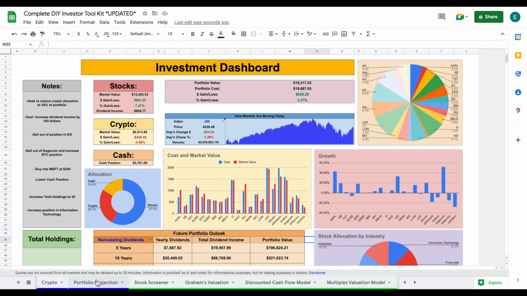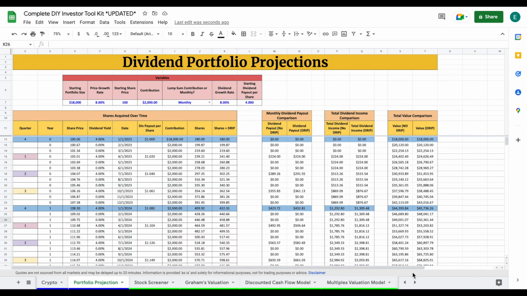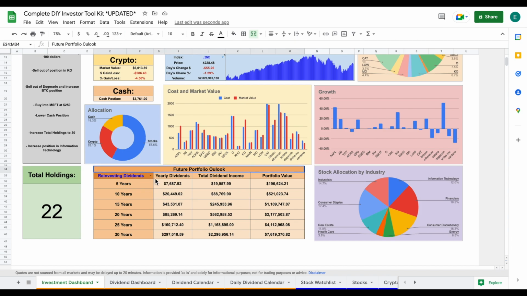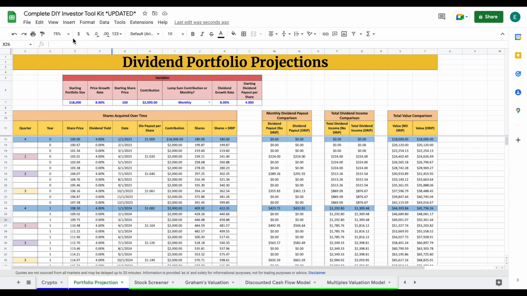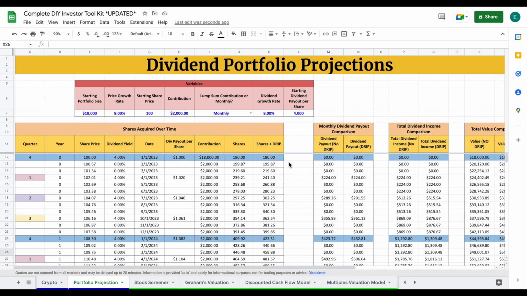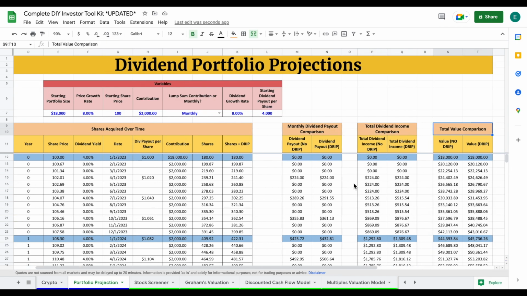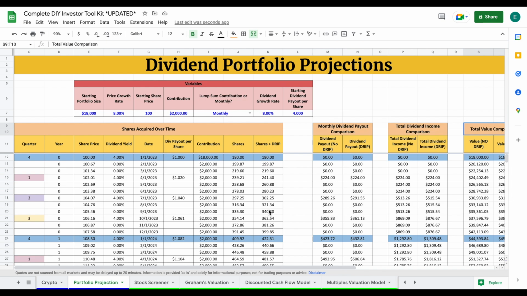The next tab we're going to look at is our portfolio projection. And this is a really cool way to project forward what your portfolio is going to look like. And if we jump back over to our investment dashboard, this is what our future portfolio outlook data is going to be based off of. So what you put on your portfolio projection will reflect on your future portfolio outlook. But let's go ahead and zoom in just a little bit more. And essentially you're going to be able to see what your monthly dividend payouts will look like, your total dividend income will look like, and what your total value will look like over time. And we're tracking this over a 30-year period.